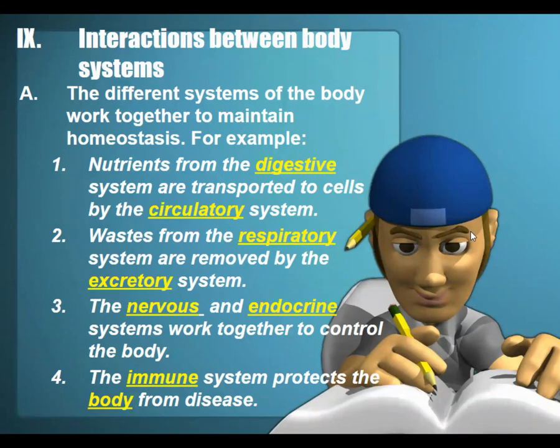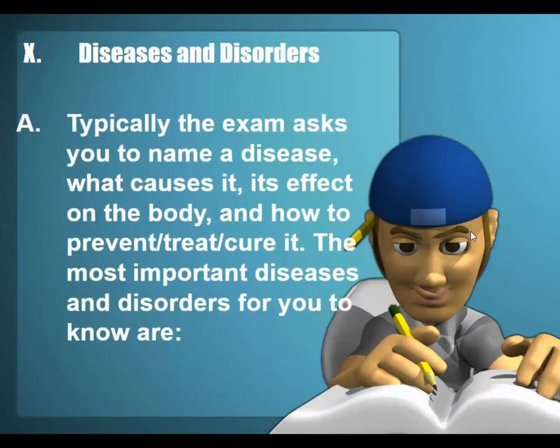Okay, so here are some important interactions between body systems. The different systems of the body work together to maintain homeostasis. For example, nutrients from the digestive system are transported to cells by the circulatory system. Wastes from the respiratory system are removed by the excretory system. The nervous system and the endocrine system work together to control the body. The immune system protects the body from disease.